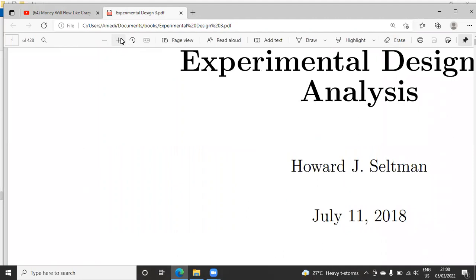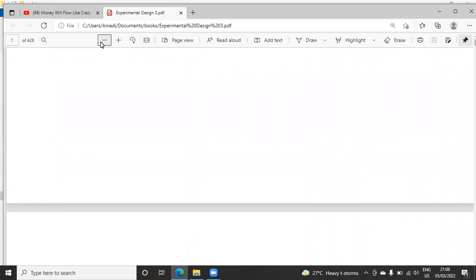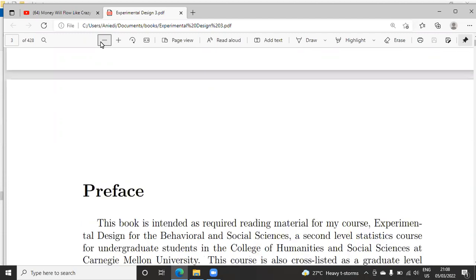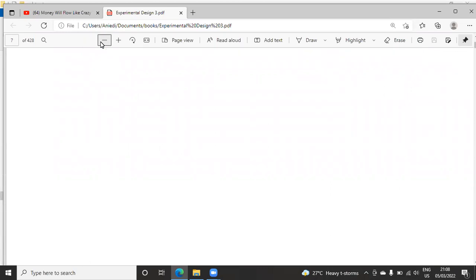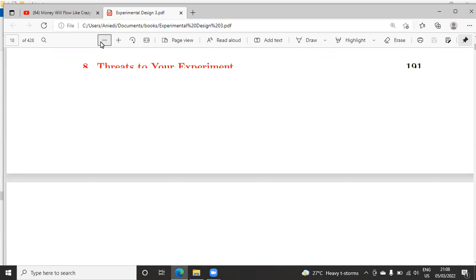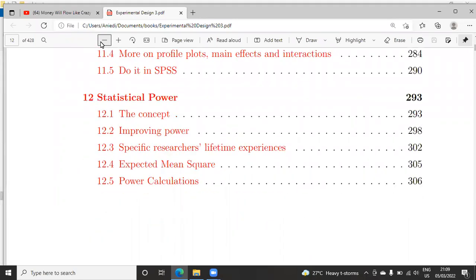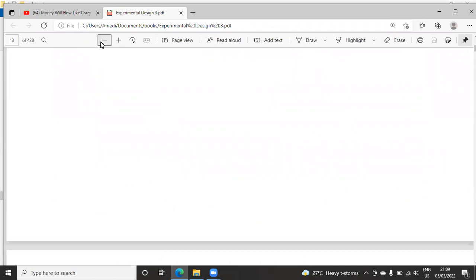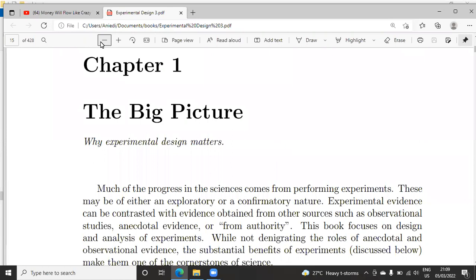Try to get it to fit this screen. All right, we are going to skip all this and go straight to chapter 1. Let's see that this is chapter 1.